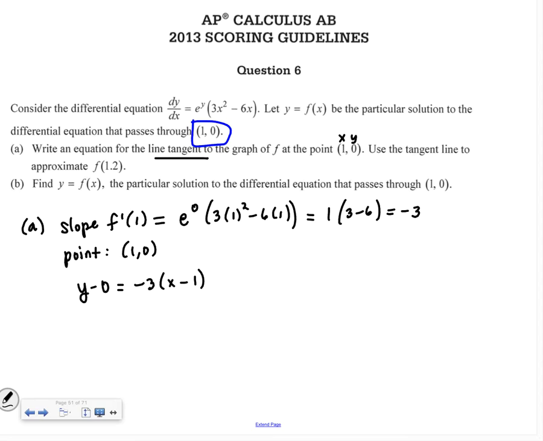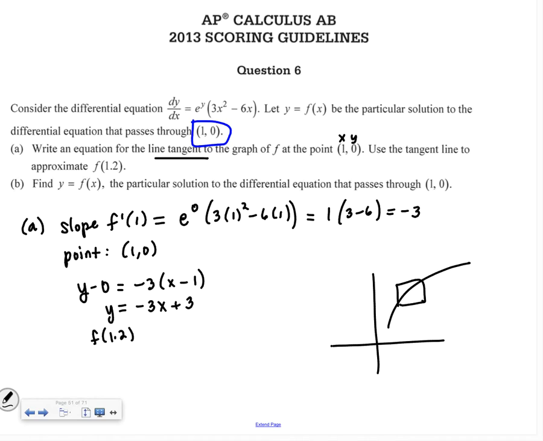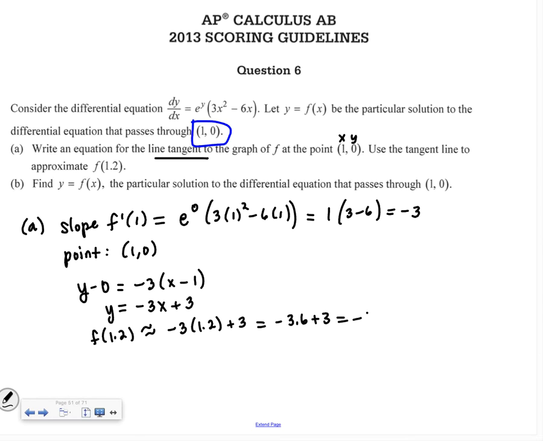You can simplify if you want to, or you can leave it like that. Now in this case, it's pretty easy, right? It was y minus 0 anyway. So if I'm finding f of 1.2, I'm going to use that equation of the tangent line. So as long as 1.2 is close to my x value, 1, we're good, right? It's kind of like saying if you zoom in close enough to some kind of curve, when you zoom in, it looks like a line. That's what we're saying. Okay, so we find the equation of the tangent line and we use it to approximate. So f of 1.2 is going to be negative 3 times 1.2 plus 3. So I get negative 3.6 plus 3, which is negative 0.6.